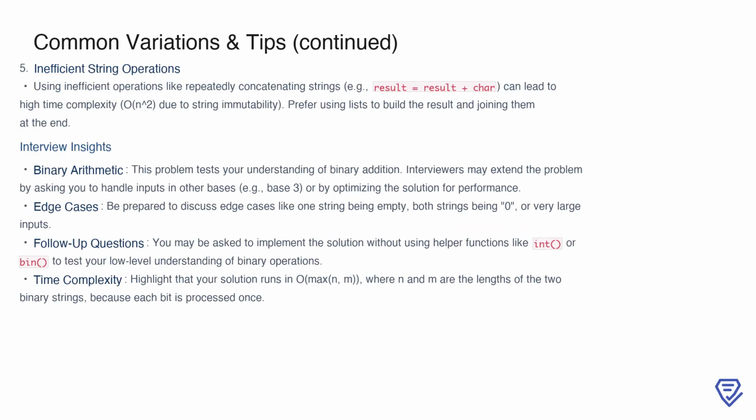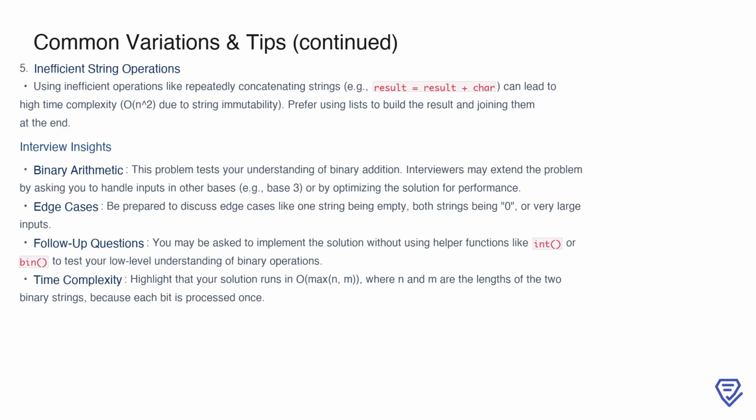Another issue to be mindful of is inefficient string operations. For example, repeatedly concatenating strings, like appending characters to a result string during each step of the addition, can lead to a time complexity of O(n squared), due to the immutability of strings in many programming languages. A better approach is to use a list to build the result and then join the list into a string at the end.